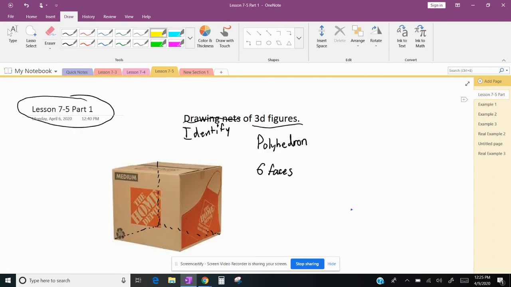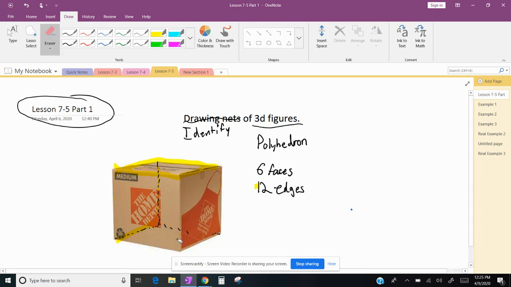So if I go back to this box, it's going to have 12 edges. And again, it would be 1, 2, 3, 4, 5, 6, 7, 8, 9, 10, 11, and 12 edges. The way I remember edges is that when I was a toddler, I hit my head against an edge of a dresser somehow and had to get stitches.